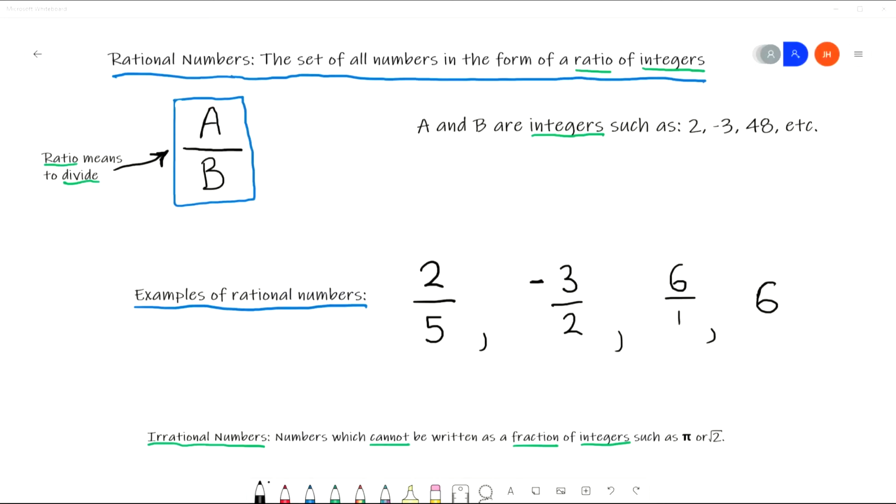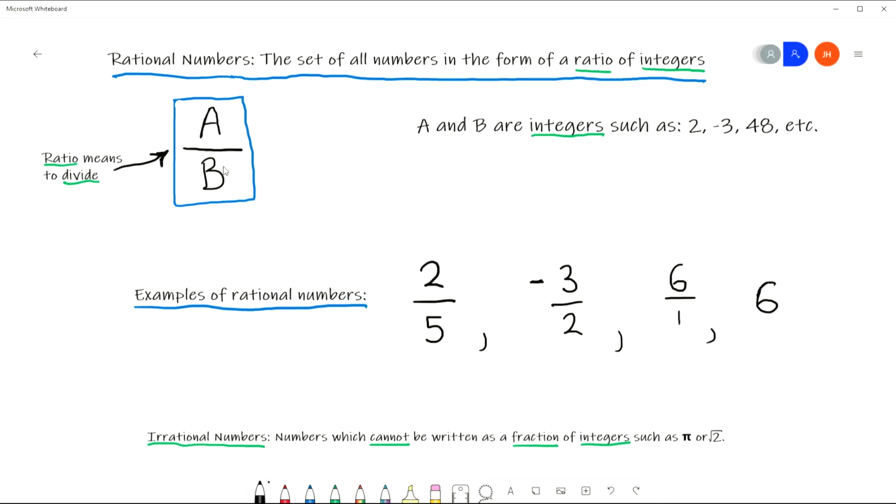So if we're going to be talking about rational functions, it will be useful for us to start off by thinking about rational numbers. So a quick recap about what are rational numbers. Rational numbers are the set of all numbers which are in the form of a ratio of integers. So let's think about what that is. A ratio means to divide. So essentially, rational numbers are just any numbers that can be written as a division of 2 integers.